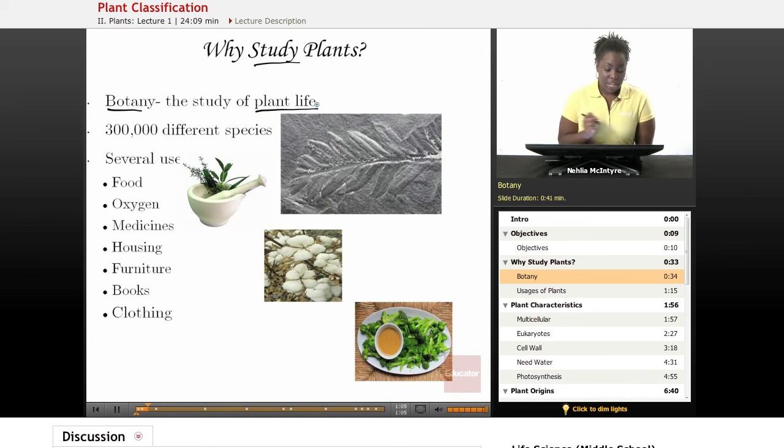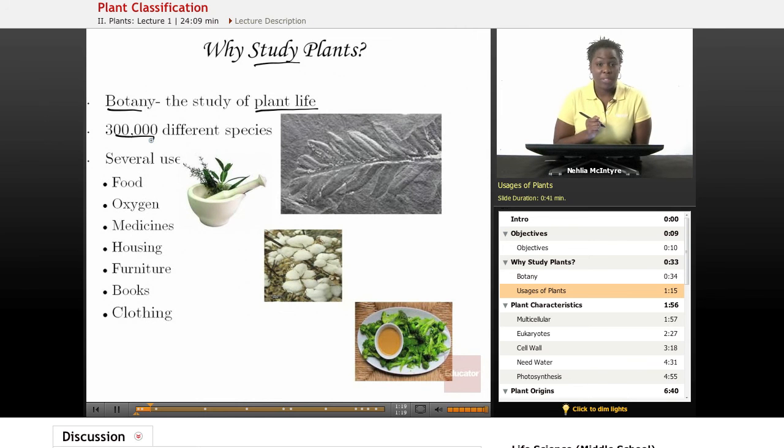All in all, scientists have been able to name, identify, and describe over 300,000 different types of plant species. Plants are obviously so important to life. Without plants, we wouldn't be able to live as humans because they provide what we need in order to breathe, which is oxygen. But when I think about plants, I think that they are also so important to us because they provide our primary food source. Plants are also used for medicines, housing, furniture, books, and clothing. You can probably think of several ways that plants have contributed to your life on a daily basis.